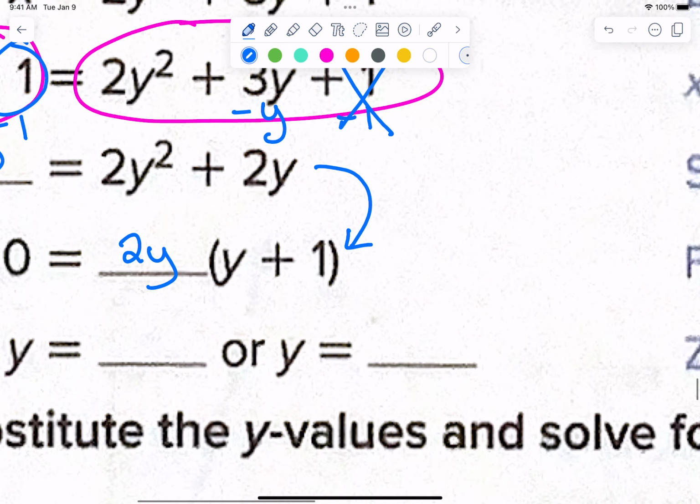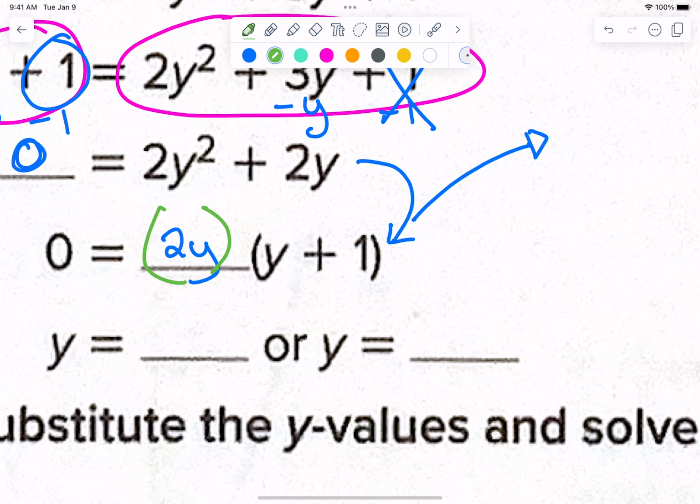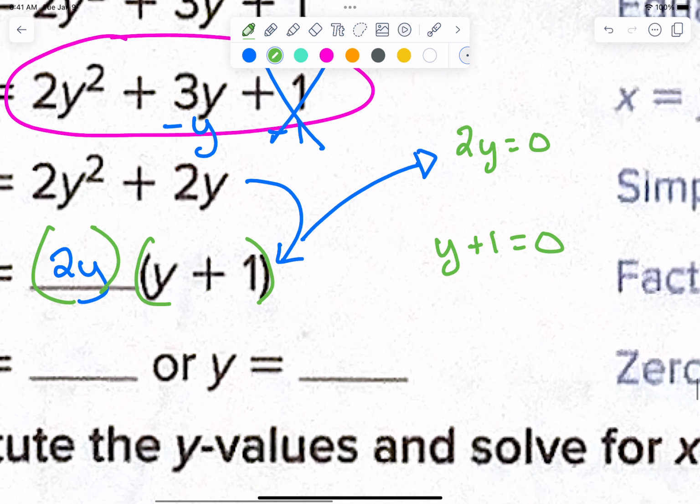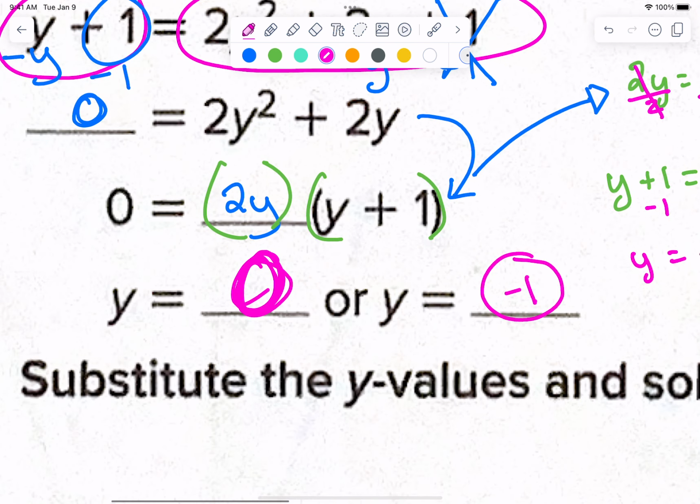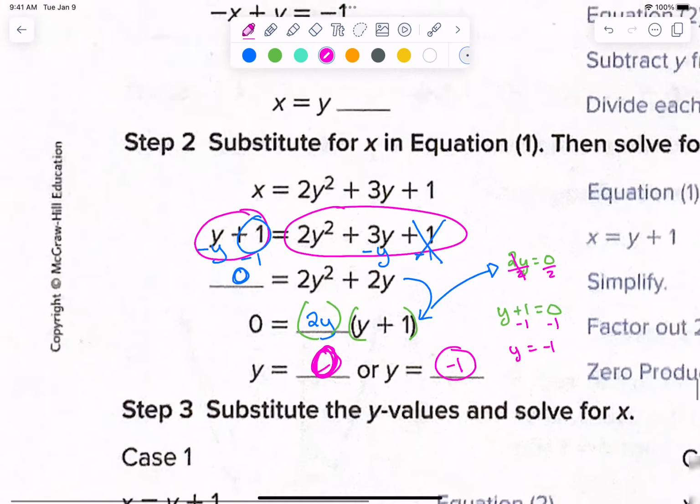The next thing that they did, I don't like their next step, so I'm going to put it over here. If I have these two bubbles, 2y and y plus 1, then 2y equals 0 and y plus 1 equals 0. If 2y equals 0 and you divide by 2, y equals 0. If y plus 1 equals 0 and I subtract 1, y equals negative 1. So those are going to be my 2 places where they're going to cross, at 0 and at negative 1.